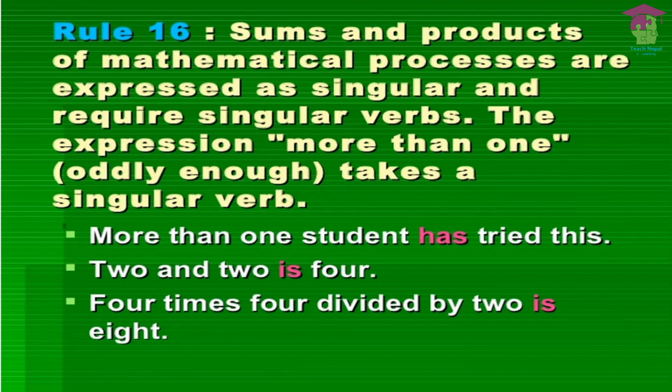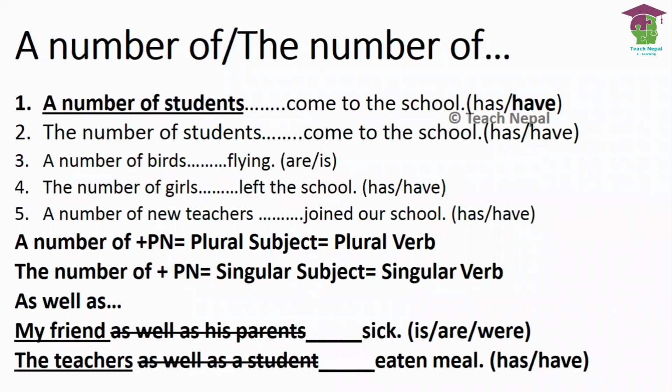Now another important thing is "a number of" and "the number of". Which verb we use with "a number of" and "the number of" becomes important. Everyone, you see it here, number 1: a number of students did not come to the school. Which do we use, has or have? Please find it out. Now let's see the explanation below, the rule I have mentioned below.